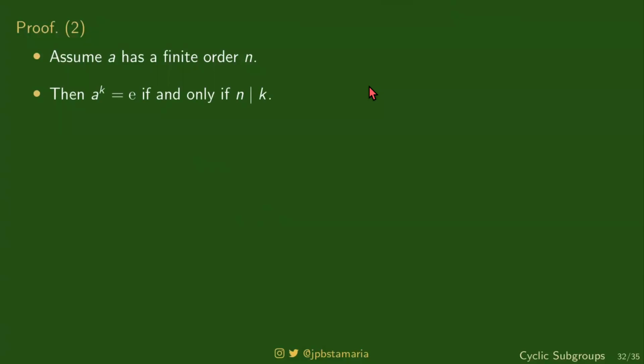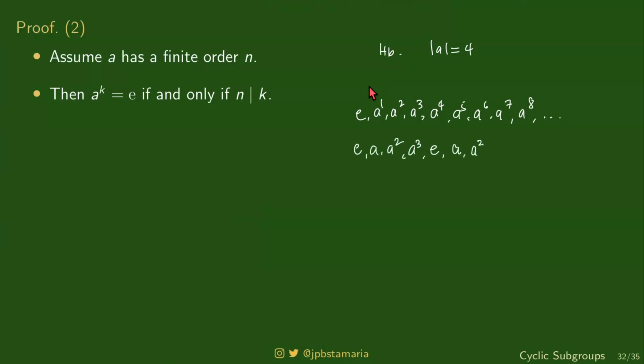So in short, kailan nagiging identity yung power? Sige, tingnan natin. Halimbawa, ang order kunwari ni a ay 4. So pag nilista ko yung mga powers niya: a to the 1, a squared, a cubed, a to the 4th, a to the 5th, a to the 6th, a to the 7th, a to the 8th, etc. Ito, identity, a squared, a cubed, ang a to the 4th ay e. So ang a to the 5th, babalik sa a. Ang a to the 6th, a squared; a cubed; ang a to the 8th, e ulit.